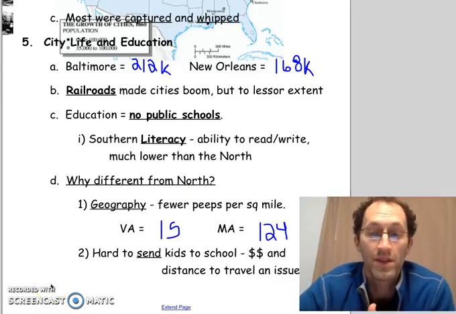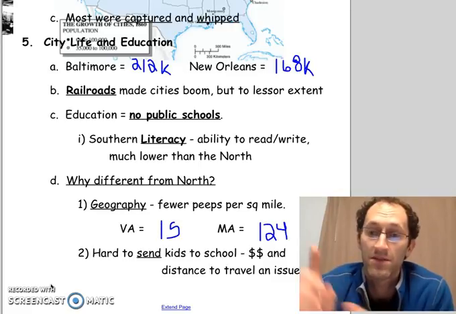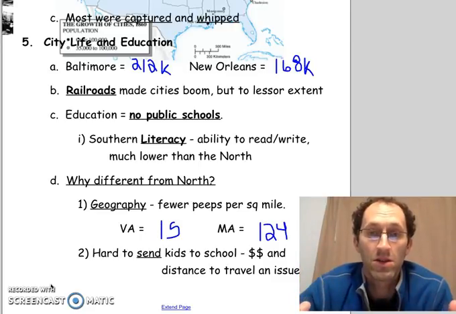All right, our goal there in chapter 13, once again, was to start understanding some differences between the North and the South so you can get an idea of their mental capacity and also their reasons for possibly going to war later on in the 1860s.